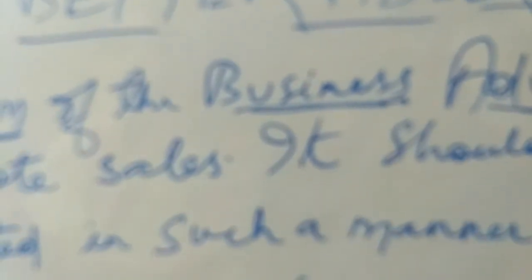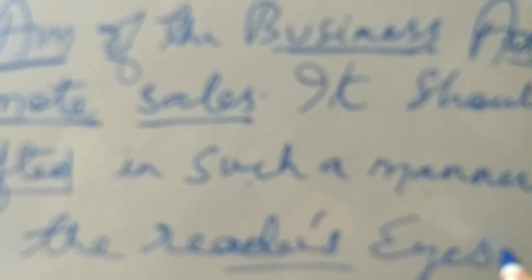Business advertisement is to promote means what? Gain sales. Sales ko apna aage badhane ke liye. And it should therefore be drafted. Drafted means what? Written in such a manner, kuch is tarah se likha jaye, so as to tempt means attract the reader's eyes. Attract the reader's eyes. Clear?